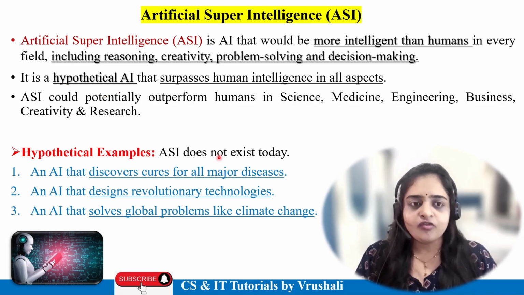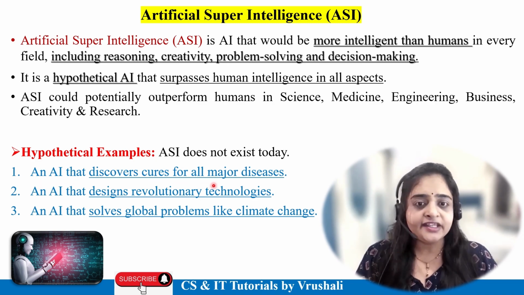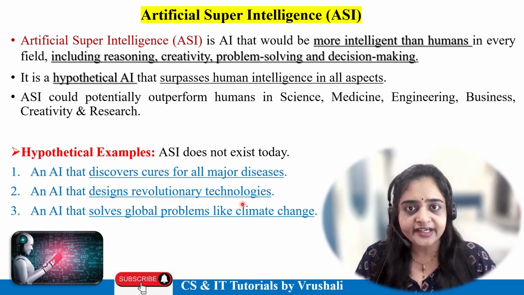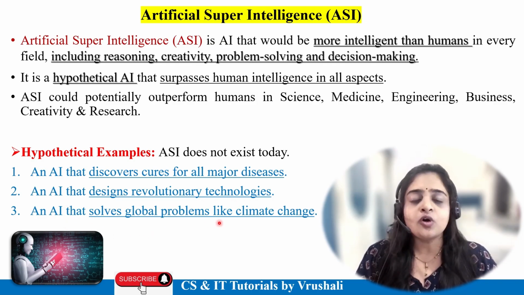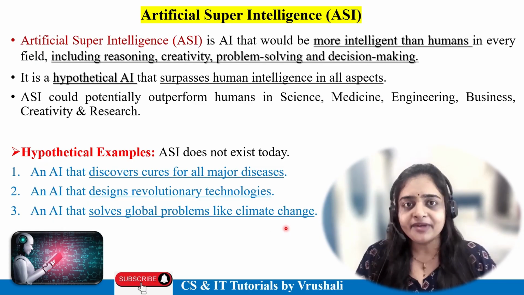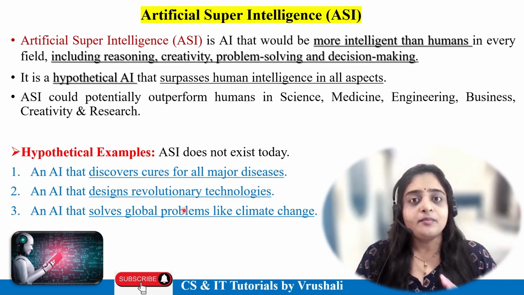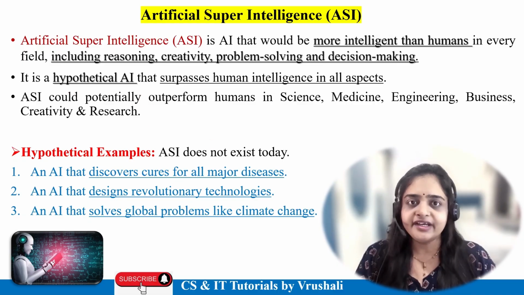See here. For example, in the future, AI can discover and cure all major diseases. AI can design revolutionary technologies. AI can solve global problems like climate change. So these are called super intelligence. But currently, this is hypothetical AI, not yet developed.